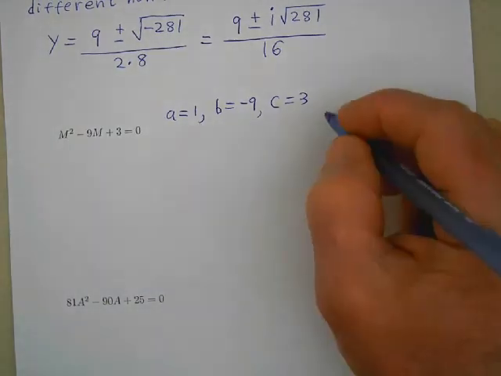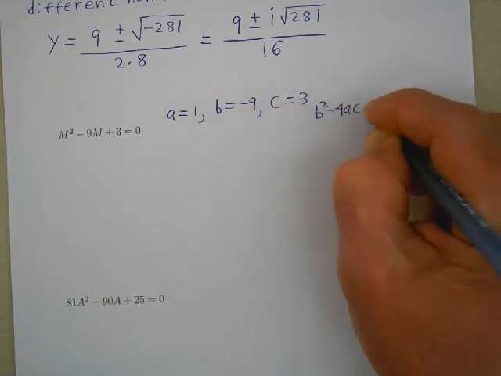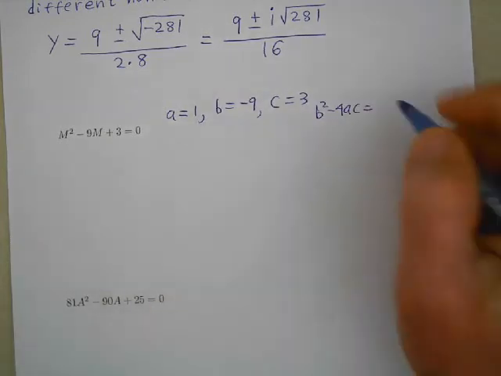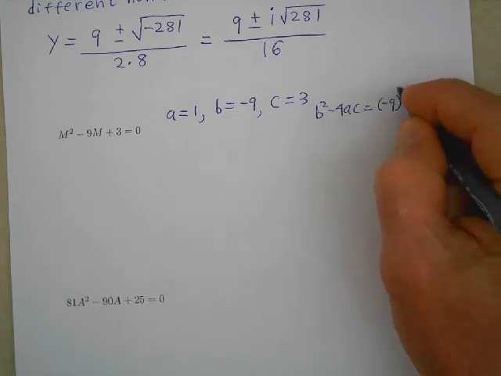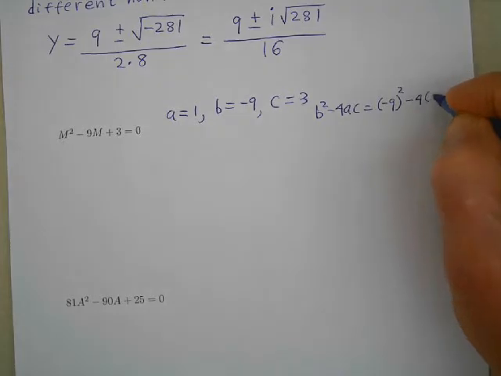Okay, so the discriminant, b to the second minus 4ac, is the number negative 9 squared. That's b squared. And then minus 4 times 1 times 3.